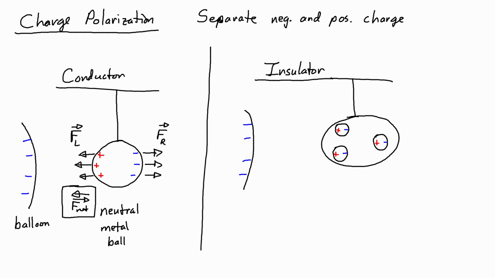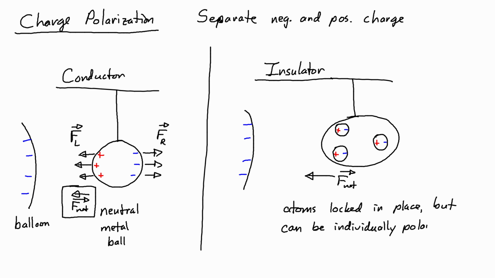It's on a tiny, tiny, tiny scale. But this effect applies for every single atom in the insulator. And what happens then is you get billions of these tiny polarized atoms. And when each one of those experiences a similar force where the right force is smaller than the left force, you end up with a net force, again, pointing towards the left, even though it's an insulator. So the atoms are locked in place, but they end up getting individually polarized. And when you add up all of the atoms together, you get a substantial net force.